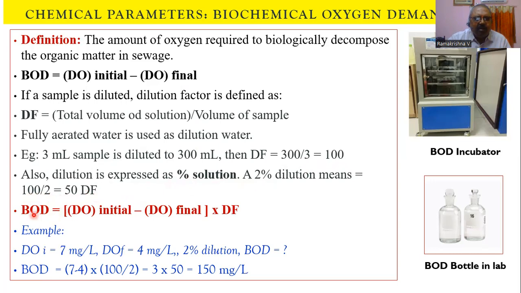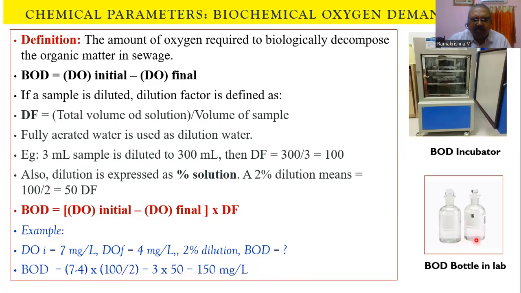So BOD, in case of dilution, you can calculate as DO initial minus DO final multiplied by dilution factor. So if the initial is 7 milligram per liter and the final value is 4 milligram per liter, we are going to apply a 2% dilution in the sample. And what should be the BOD here? So 7 minus 4 is the reduction of DO, and dilution factor is equal to 100 by 2. So this is equal to 3 into 50, 150 milligram per liter.